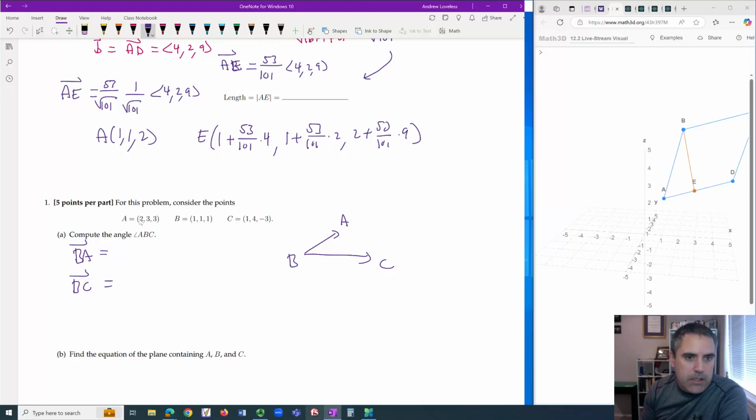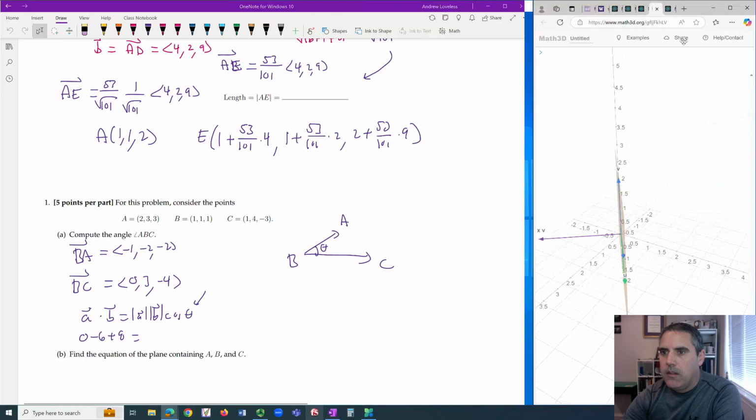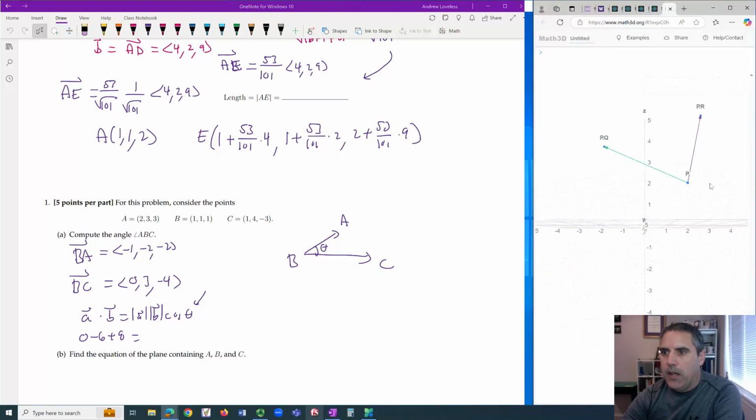So A minus B, so that's going to be -1, -2, -3, and then C minus B, so that's going to be 0, 3, -4. Then you have this theorem, A dot B is the magnitude of A times the magnitude of B cosine of theta. And we're interested in that theta. So you do a dot product, 0 minus 6 plus 8. You do some magnitude, you do inverse cosine. That's what's going on. But visually, you need to be thinking about this.